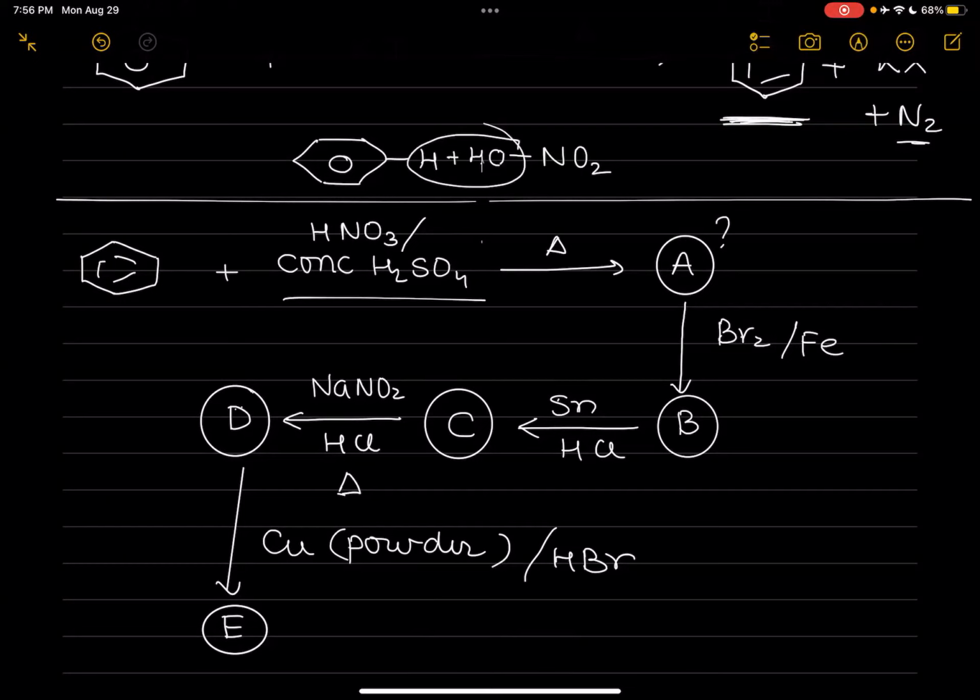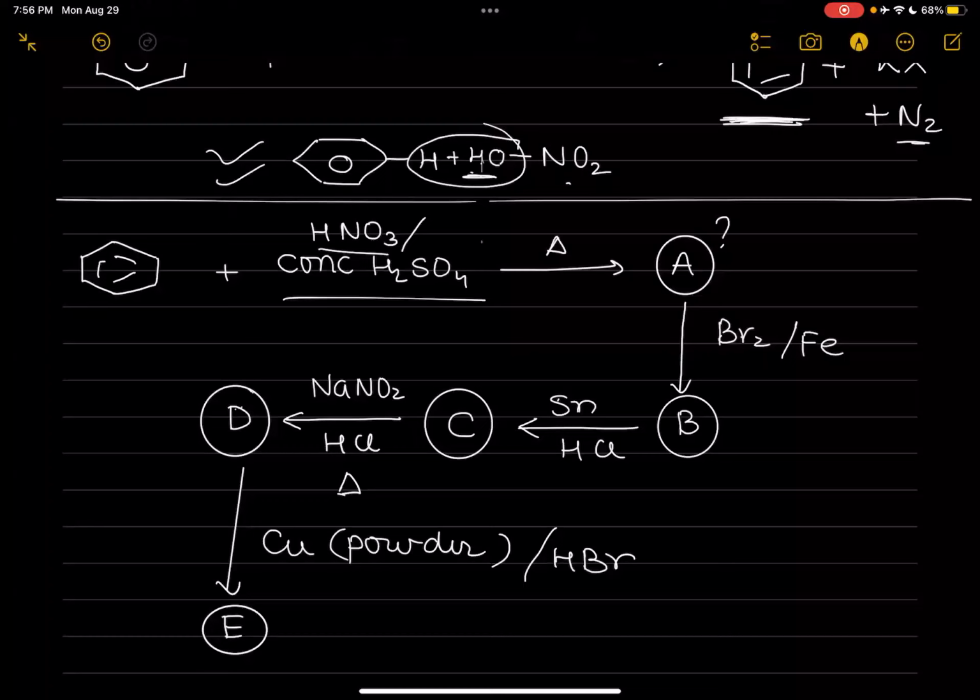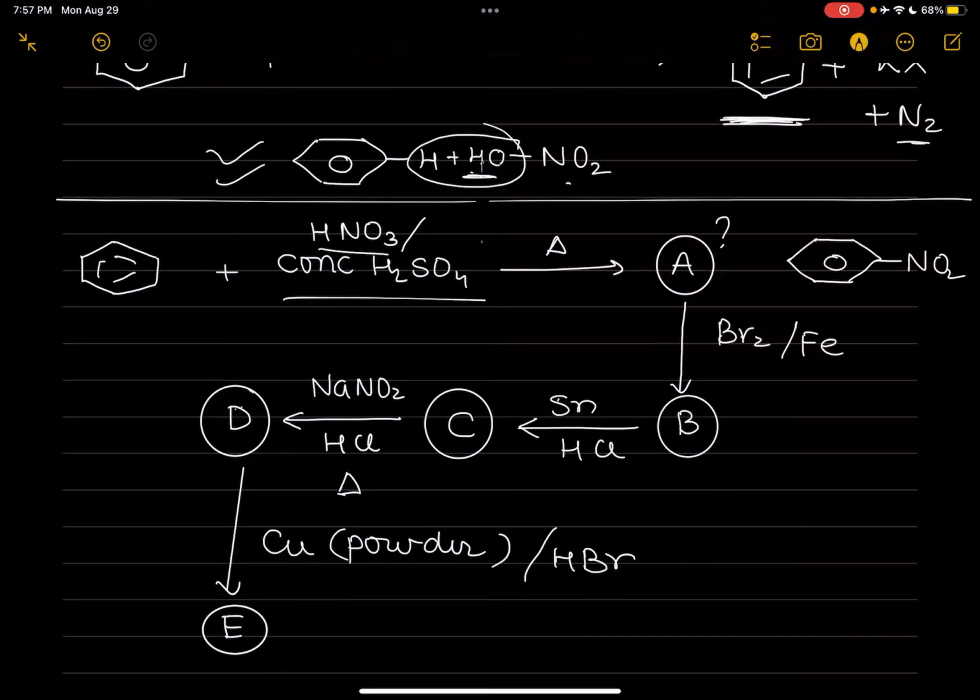Okay, you can remember it in this way also. This is a trick. Nitric acid, you can write HNO3, as OH and NO2. You can take H from the benzene, you can take NO2 from HNO3, and you can remove water and put NO2. Okay. Nitration. Okay, so this is nitrobenzene, A.